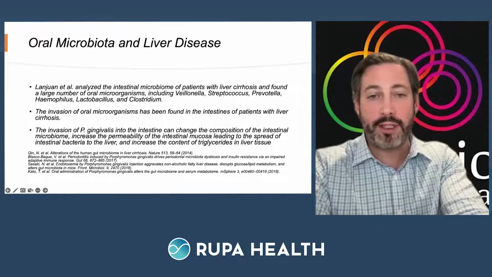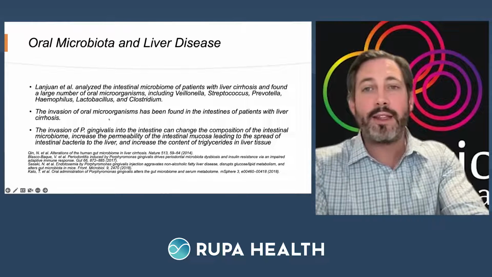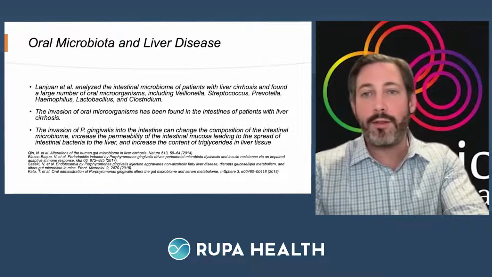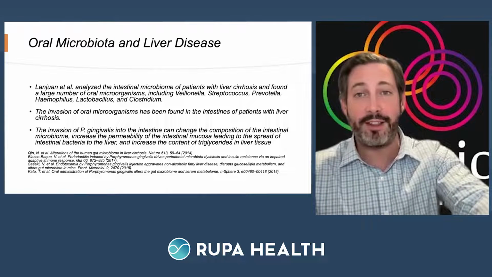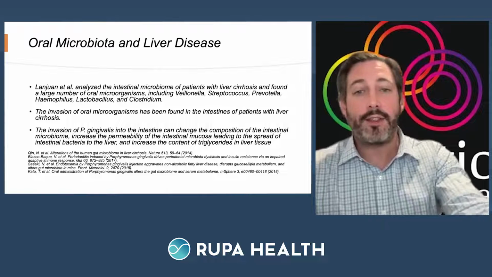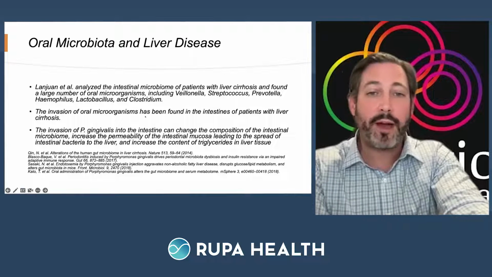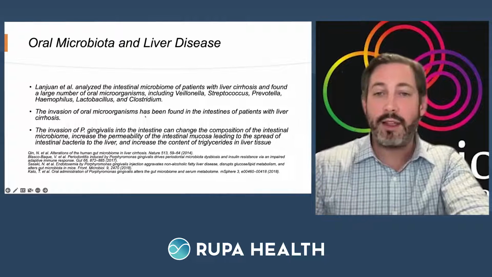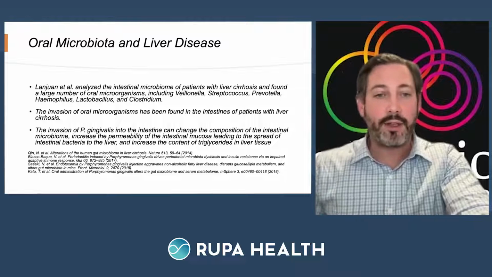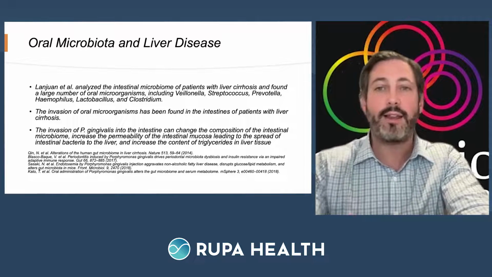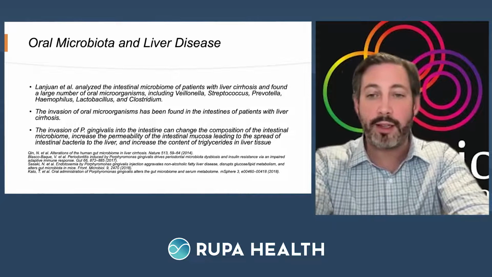specific microbes, like P. gingivalis, Porphyromonas gingivalis, which is not even an advanced colonizer for periodontal disease. It's actually more present in gingivitis than periodontitis. So that alone can change the composition of the intestinal microbiome, increasing permeability, and that leads to the spread of endotoxins that are coming into the liver and then increasing certain inflammatory markers, like, for example, triglycerides.